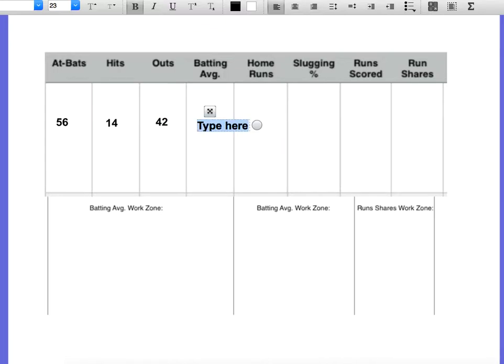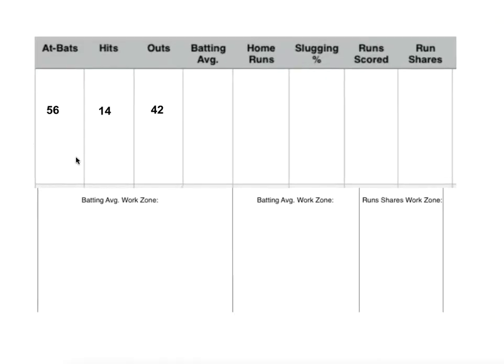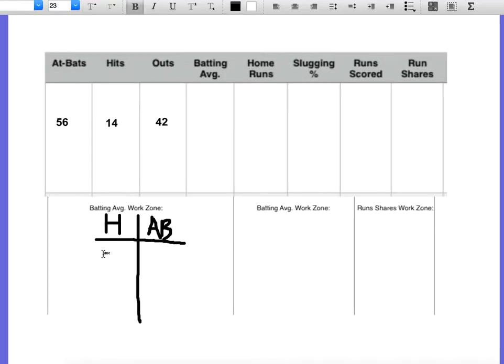Your batting average is the number of hits that you had per at-bats. It's just like your team batting average. So in your work zone, you should make a T-chart. On one side, hits. On the other side, at-bats. And you should start it out with the given information. So in this case, you've had 14 hits. You've had 56 at-bats. What you're trying to figure out is how many hits you would have in one at-bat.